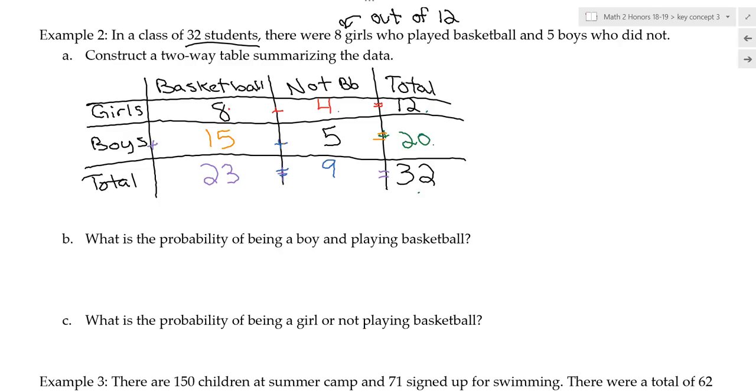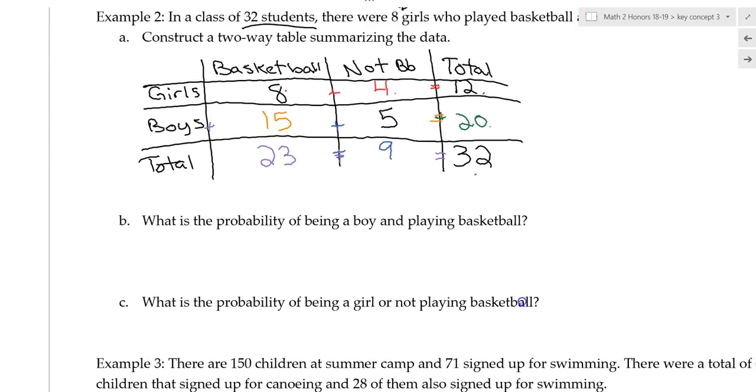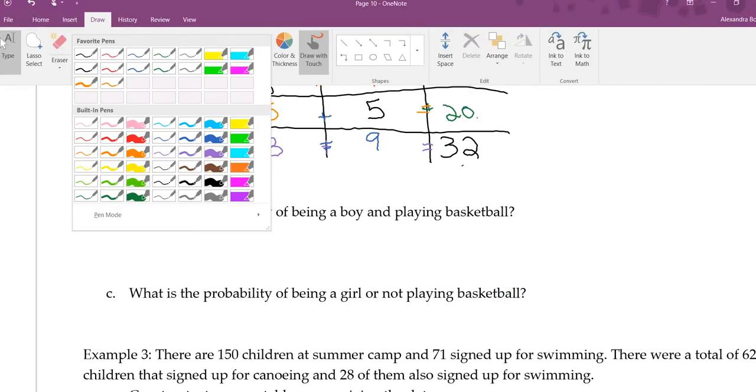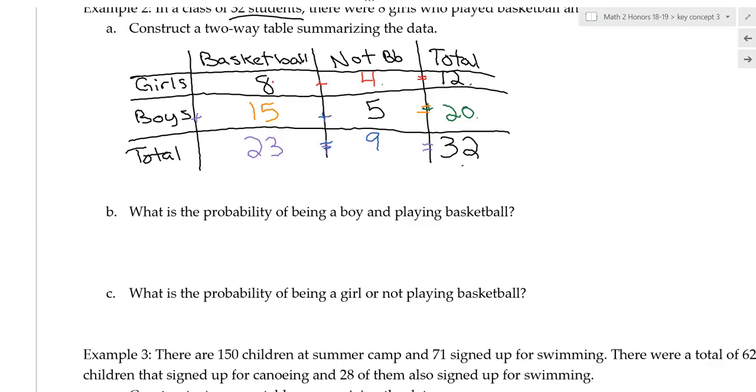What is the probability of being a boy and playing basketball? Okay. There were 15 boys who played basketball out of 32 people. The probability of being a boy and playing basketball is 15 out of 32.